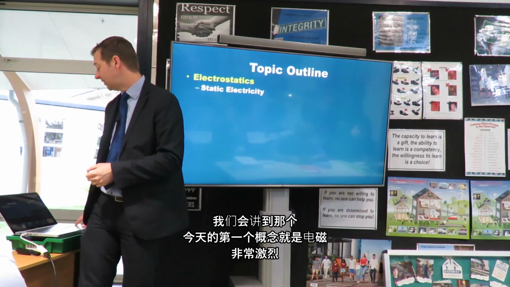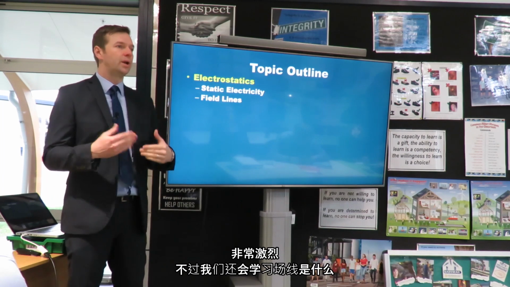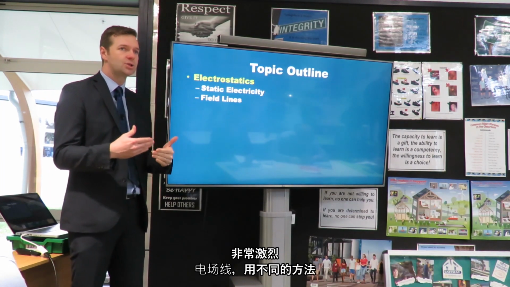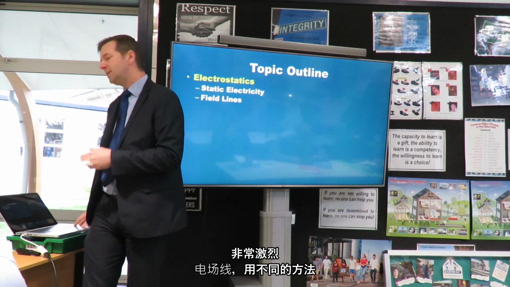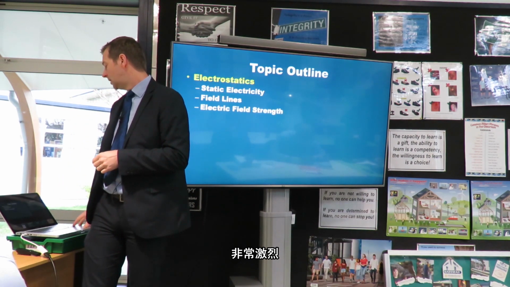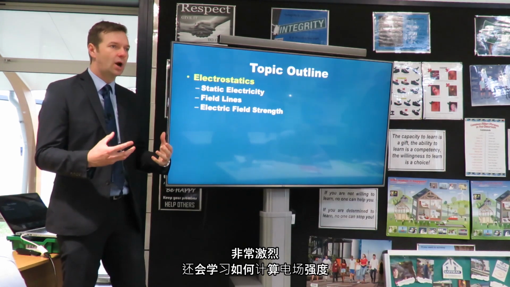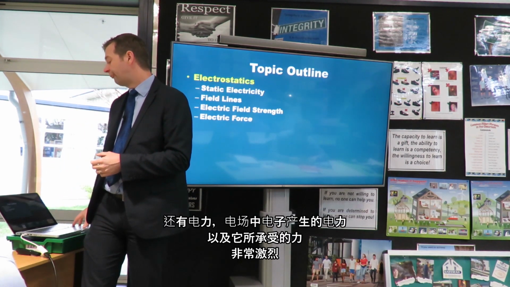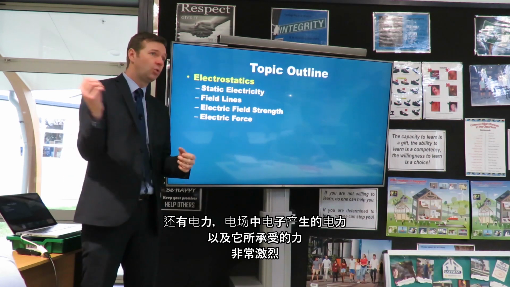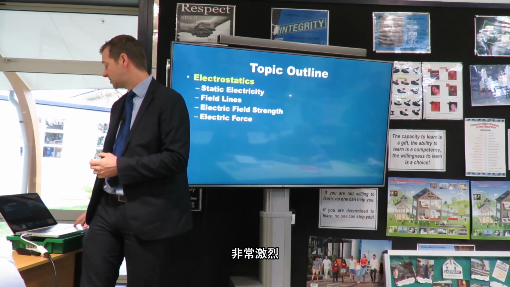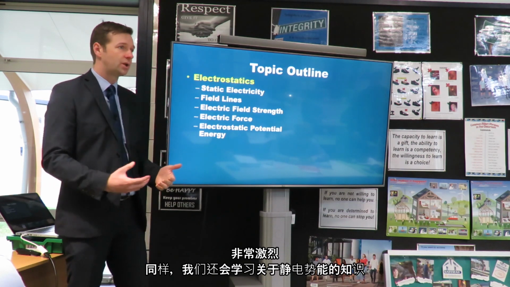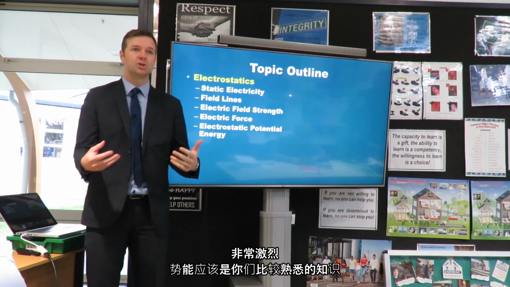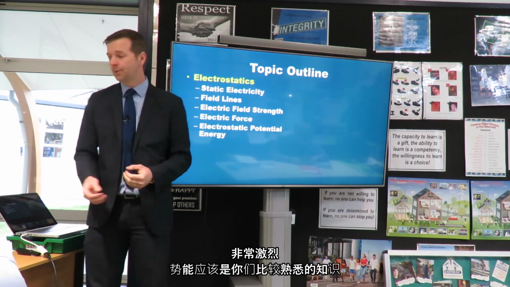So the first concept today is static electricity, but we're going to go a step further here. We're going to describe what electric field lines are in different ways. You're going to be able to calculate electric field strength from that. Electric force, so a particle in an electric field, what happens to it, and the force that it experiences. And of course, we're going to look at electrostatic potential energy as well, which potential energy should be something that's familiar to you.